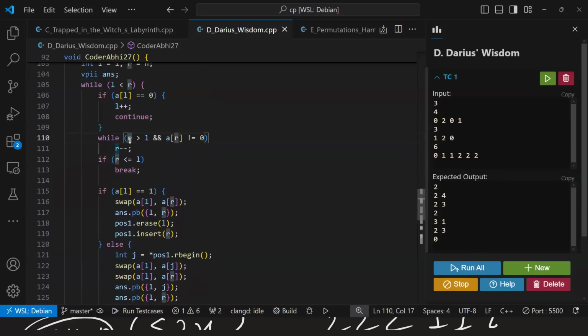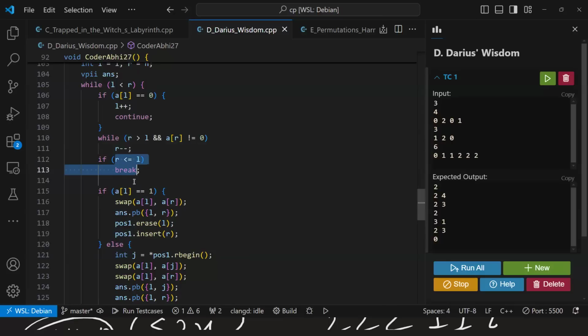So I move my R to the left to find the first 0 from the right which is available. Until R is greater than L and the value is not 0, I do R minus minus, so that whenever I reach a value having 0, I break out, or this loop condition becomes false and I get out. Or if R becomes less than or equal to L, I'll just break out of the loop. Then towards the right of L, I don't have any zeros. That means all the zeros are stacked to the left. My initial part is done.